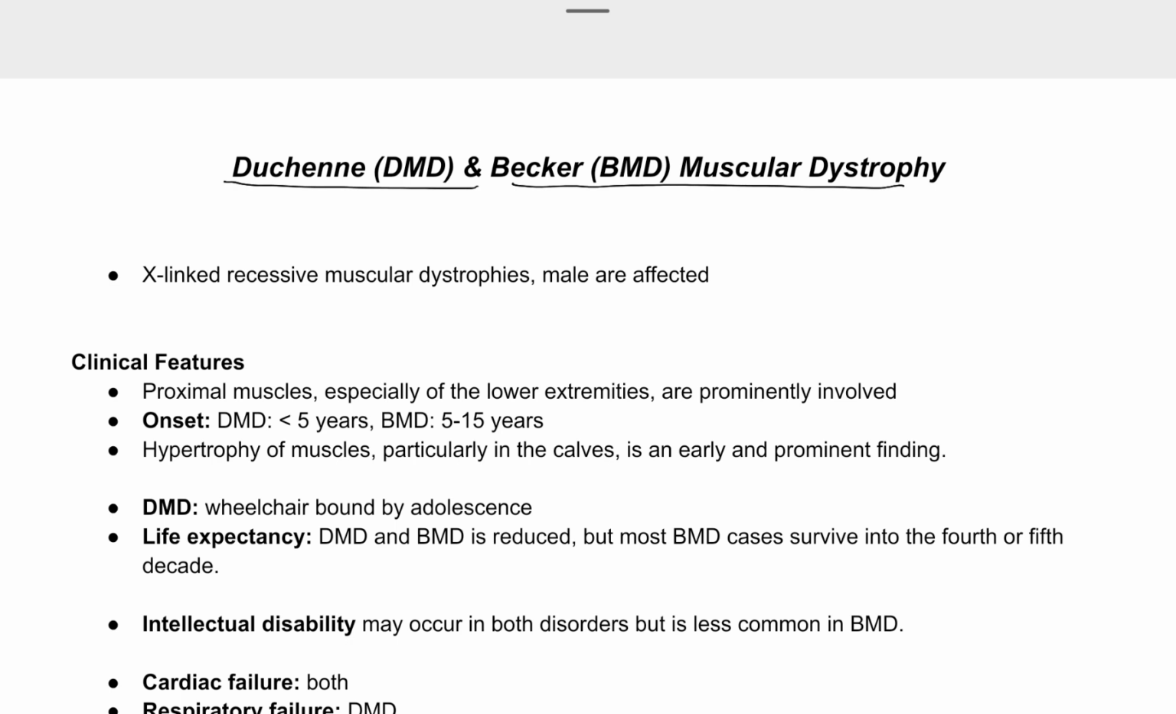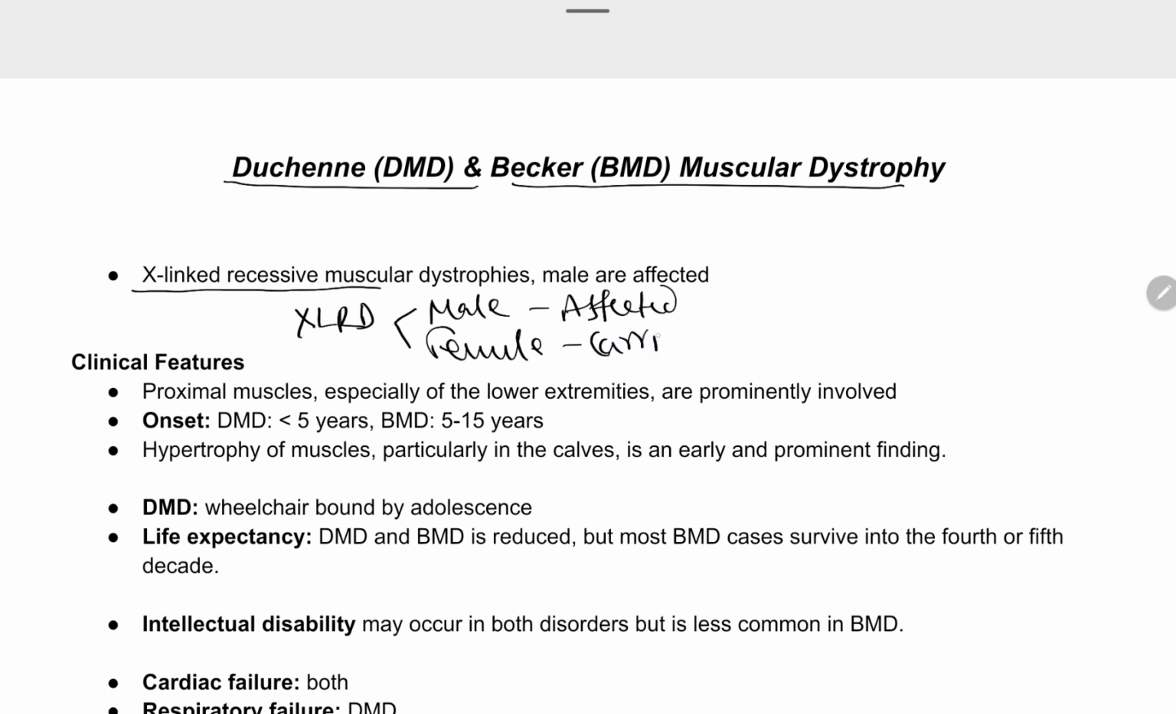So, let's start. Both DMD and BMD are X-linked recessive disorders. As per the rule from our genetics class, we know X-linked recessive disorder means males are affected. Very unfortunate for the male persons, whereas the females are just carriers. It is the usual rule, but sometimes in some conditions females may be affected. So this is the first similarity: DMD and BMD both are X-linked recessive disorders.